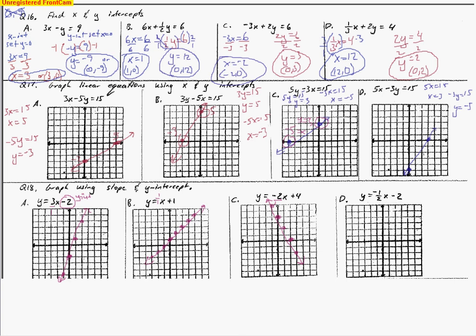Negative 2 is the y-intercept on this one. Slope is negative 1 over 2, so down 1, 2 to the right. Down 1, 2 to the right. You could go the other way, up 1, 2 to the left. Gets you on that same line. And then you just go ahead and draw a line between those points.